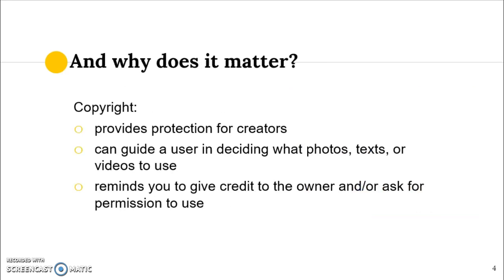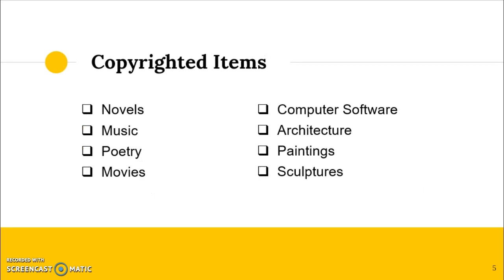Without copyright protection, others would be able to claim books, paintings, music, and computer software as their own without ever having to put in the time or effort to create the item. Copyright can help you determine if a photo, text, or video that you want to use in a website, paper, or through social media is free for everyone, or if you need to give credit to the original owner.